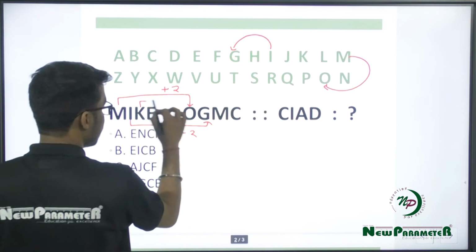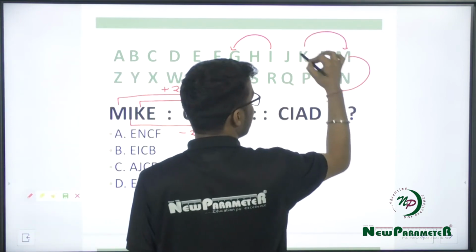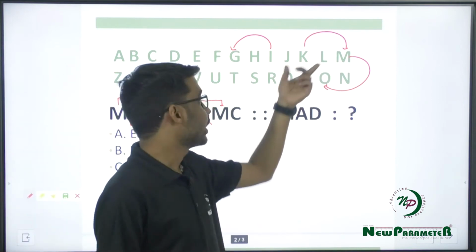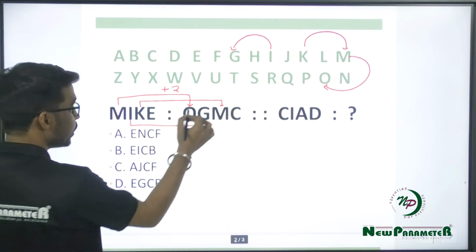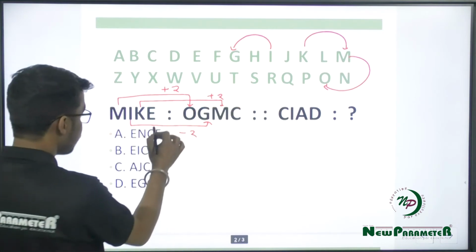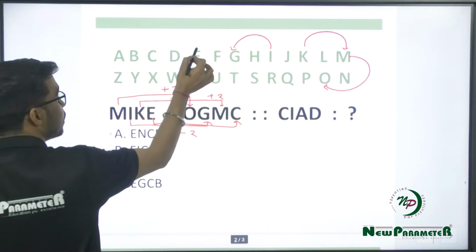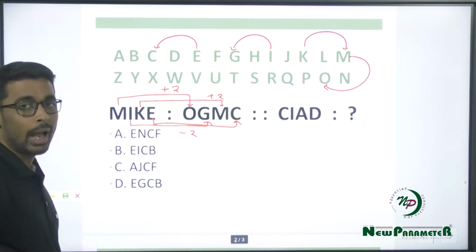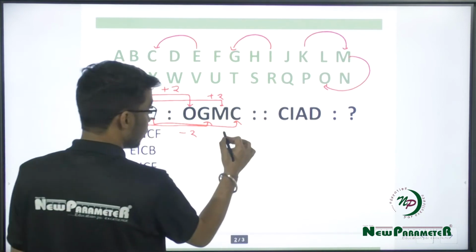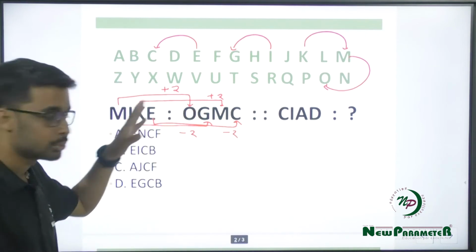Similarly, for K, it is written M. For K and M, I will be moving in the clockwise direction, and there is a gap of 2 letters. So when I add 2 letters to K, I get M. And for E, it is written C. From E to C, we have to move backward, and there is a gap of 2 letters, so it would be minus 2. So the logic here is plus 2, minus 2, plus 2 and minus 2.